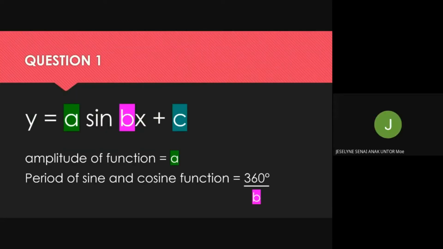Yes, moving on. Okay. Yes, I have a question. The value of C, why does the value of C not affect the value of amplitude? I mean, there is negative 4. Does it not affect the value of amplitude?